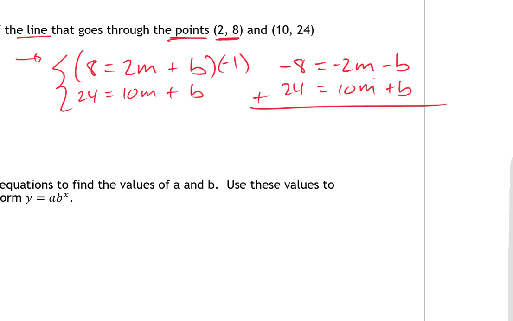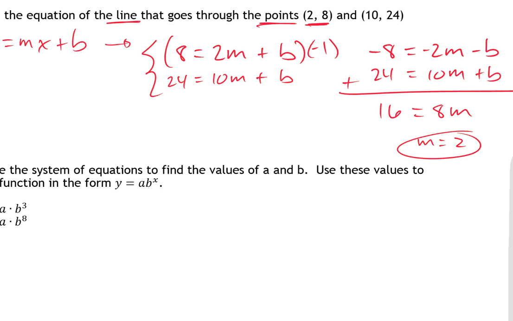16 equals 8m, and therefore what is m? Okay, so we know m. Now we just need to figure out what b is, and it doesn't matter which equation I use. I'm going to use this second one because it's closest to me. So I'm going to use 24 equals, m was 2, so that's 10 times 2 plus b. And if I subtract 20 from both sides, b equals 4.